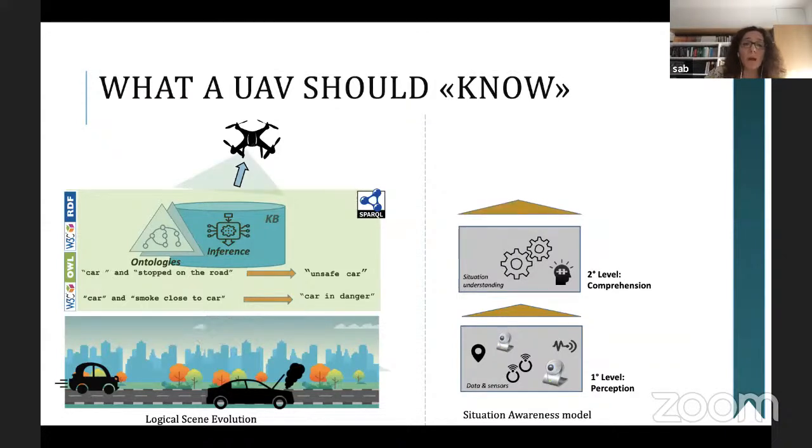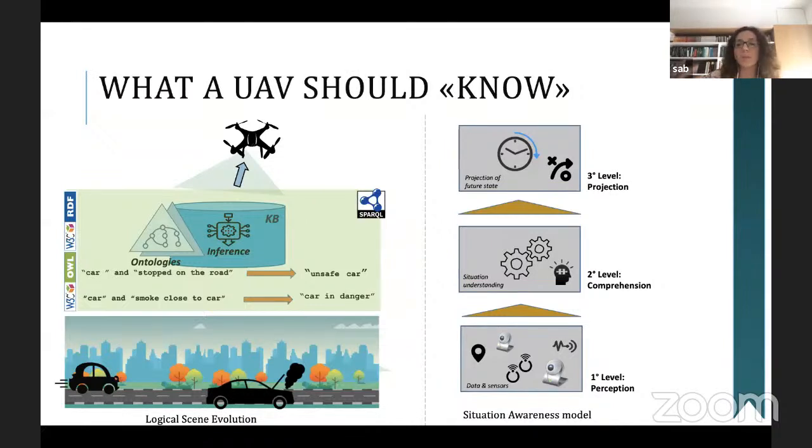At this point, after the processing of this data, the UAV can have a complete view, get all the information in a synoptic view, and can reach the final level of situation awareness, the projection, the awareness of the scene in order to make a correct decision. So the UAV can reach a final decision about the situation, about the criticality of this situation, and in case this situation is really critical, it can send an alert. Send a message to a human in order to call the roadside assistance. This is the whole process that we are applying.